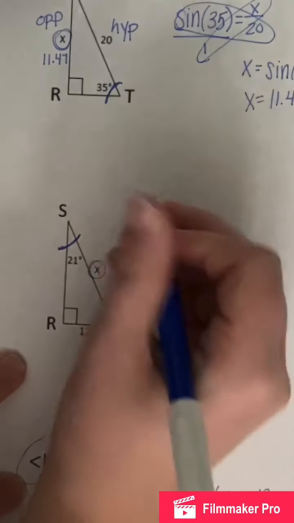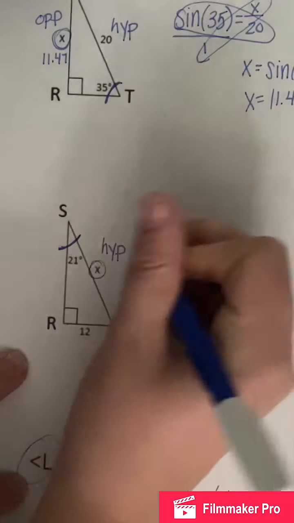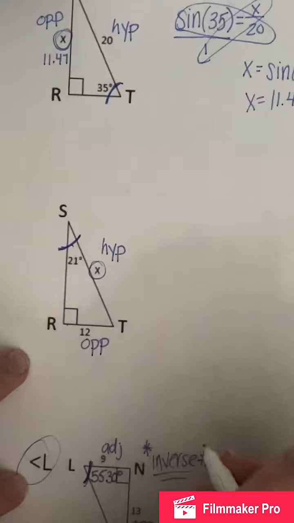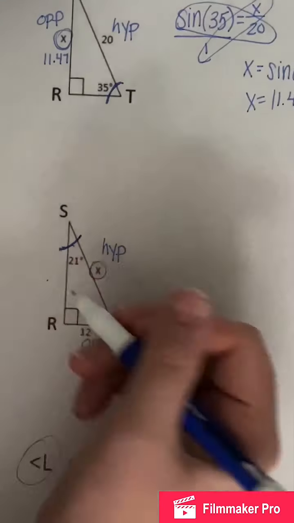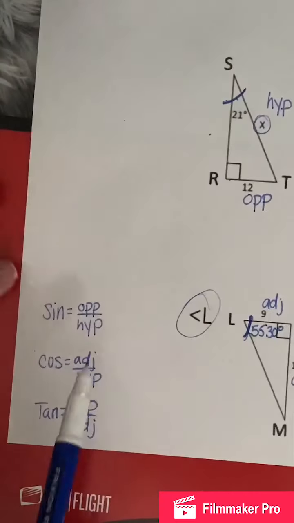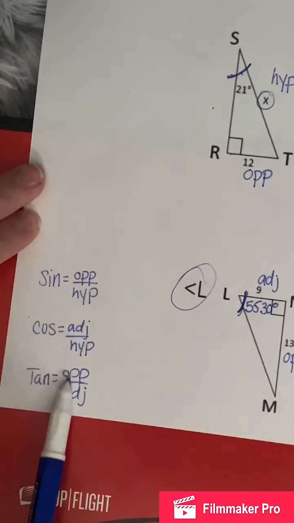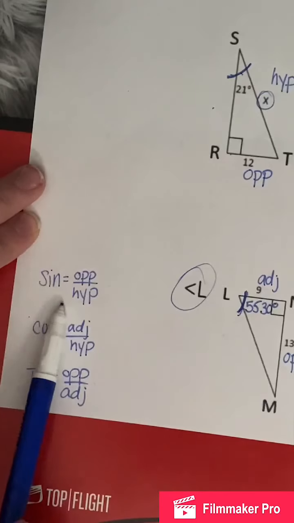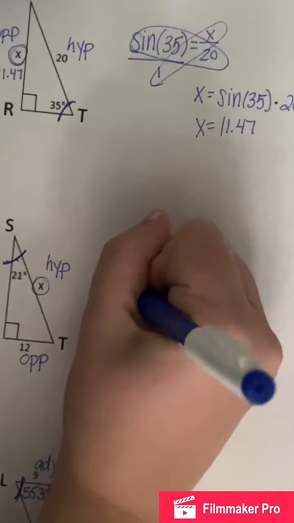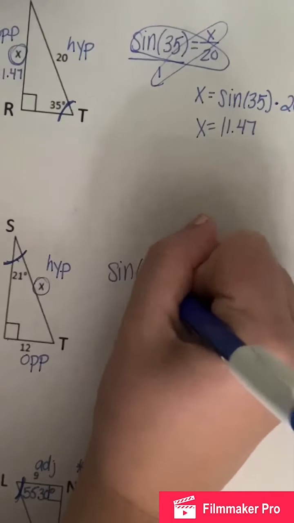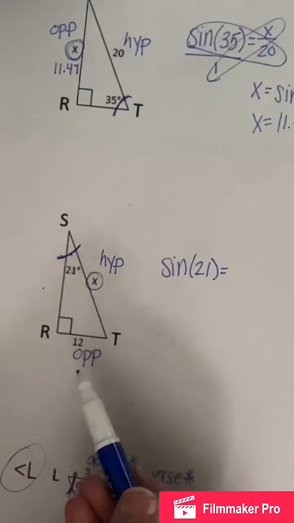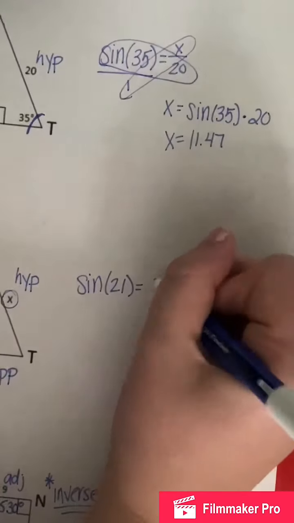We have across from the right angle is the hypotenuse. Across from the side given to us is the opposite side. And then it does not give us this side, so we don't have to worry about it. So it gives us opposite and hypotenuse. Which one would we use? Which trigonometric function? We would use sine because it gives us the opposite and the hypotenuse. Okay, so sine of 21 degrees equals opposite over hypotenuse. So 12 over x.